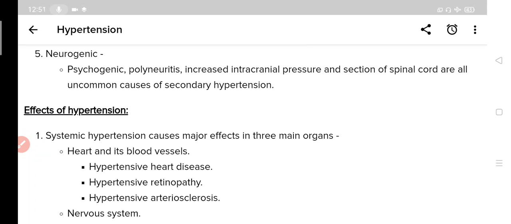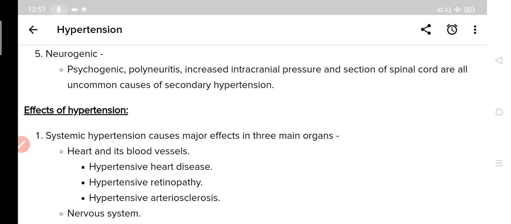Those are psychogenic, polyneuritis, increased intracranial pressure, and section of spinal cord. Section means cutting or injury. So injury to spinal cord may result in hypertension. So this is etiology and pathogenesis of secondary hypertension.